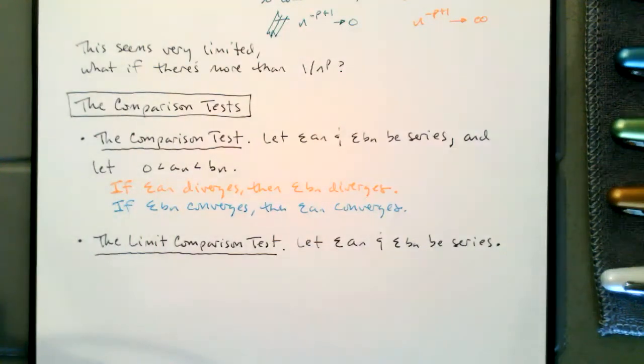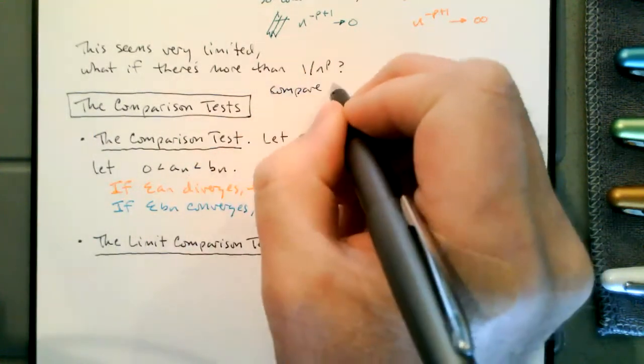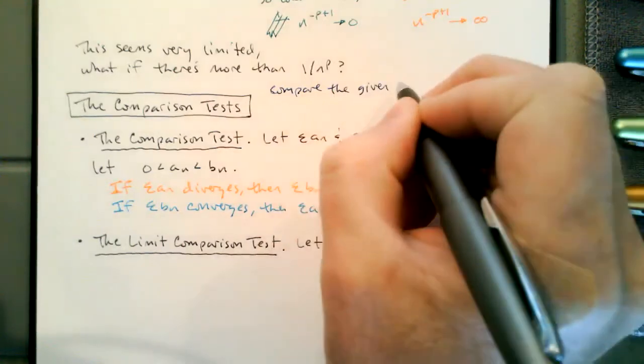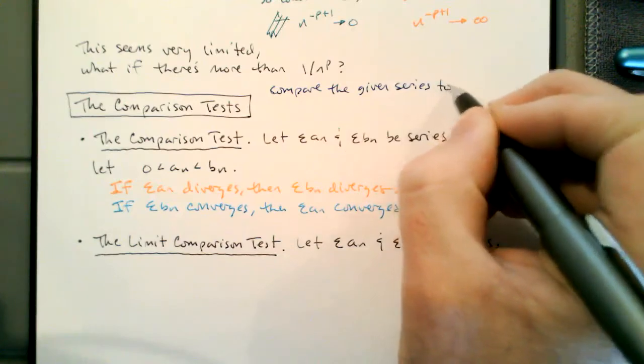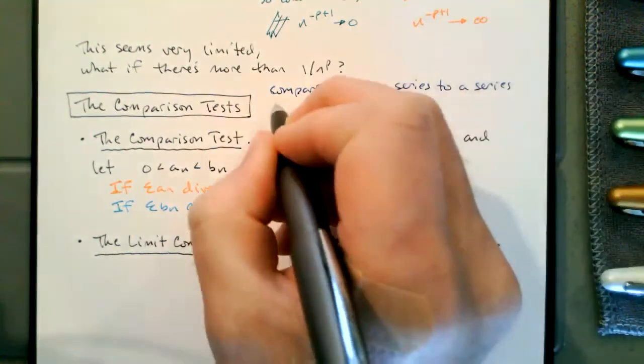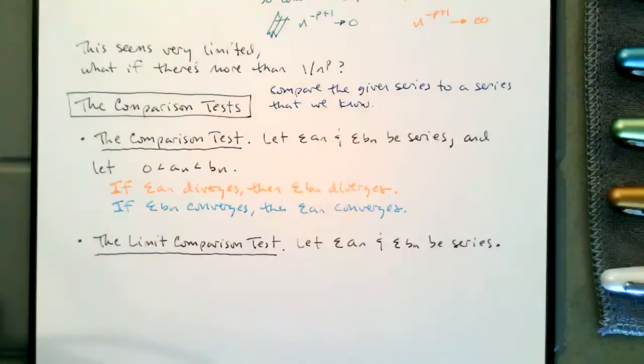So in the comparison tests, we're making a comparison. We're going to compare the given series to a series that we know. This is going to be especially useful because we just talked about the p-series, and now we know p-series really well. It's really easy to determine if a p-series converges. So those are going to be the ones that we pick for our known series. But we have a given series and a known series.